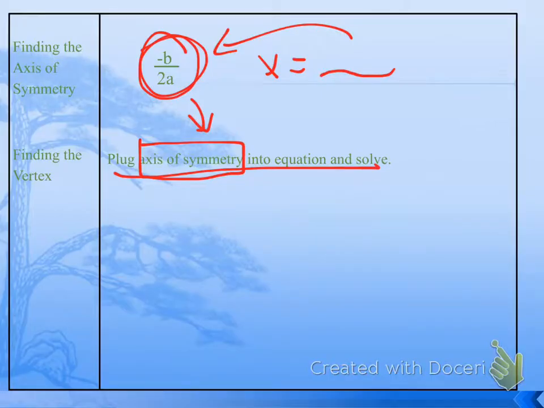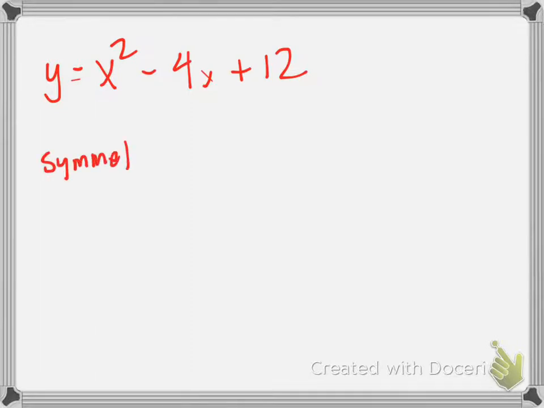Whoops. Oh, I totally don't have the practice. Okay, so I'm going to make up some practice. Practice number 1. y equals x squared minus 4x plus 12. Okay? Now, to find this vertex, to find the symmetry, I'm going to do negative b over 2a. Okay, remember, this is a, this is b, this is c.